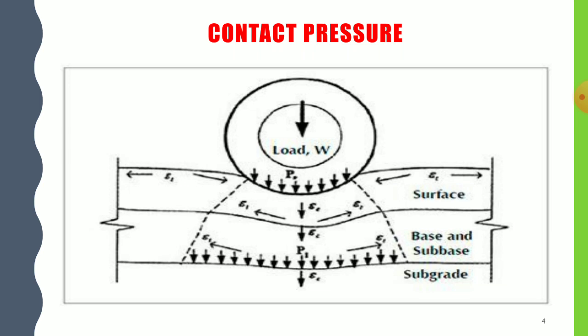The tire pressure is an important factor as it determines the contact area and the contact pressure between the wheel and the pavement surface. Even though the shape of the contact area is elliptical, for the sake of simplicity and analysis, a circular area is often considered, as you can see in this image. So the contact pressure depends upon this contact area. Therefore contact pressure and contact area are the most important factors affecting the pavement design.